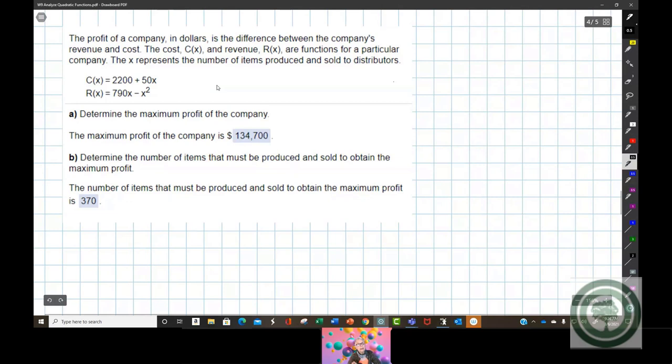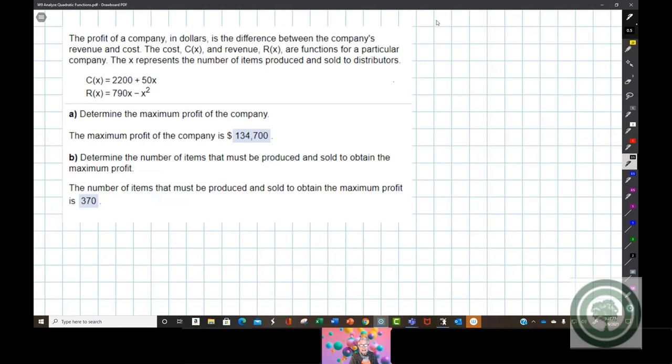Business majors, this one is for you. The profit of a company in dollars is the difference between the company's revenue and cost. The cost, C of X, and the revenue, R of X, are functions for a particular company. The X represents the number of items produced and sold to distributors.